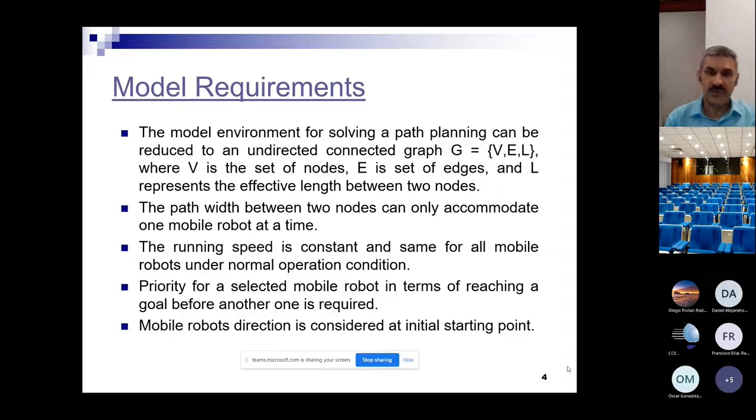The running speed is assumed in this system to be constant, and the same for all mobile robots under normal operation conditions. We chose just one mobile robot with priority in order to reach a goal before the others. So if there is a clash or intersection, this priority robot will move and the others will wait. We assume that there is also a mobile direction, so the direction the robot has to move and turn and then go in another direction. And at the starting point, there's an initial direction.